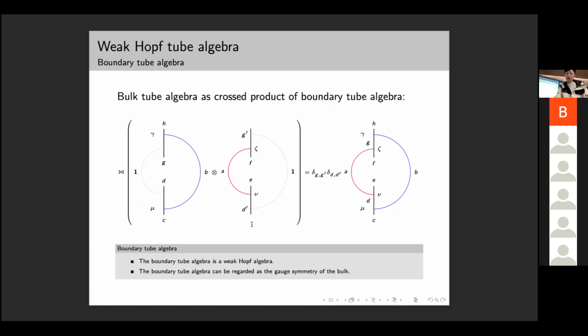So the basic observation is that the boundary tube algebra is just a weak Hopf algebra. It does not have a quasi-triangular structure. Its representation category is just a fusion category or a multi-fusion category. And for the bulk space, its tube algebra should be a quasi-triangular weak Hopf algebra. And using the boundary-bulk duality, we can regard the boundary tube algebra as the weak Hopf gauge symmetry for the bulk space. And for the bulk tube algebra, we can regard it as a charge symmetry. So this is the basic idea.